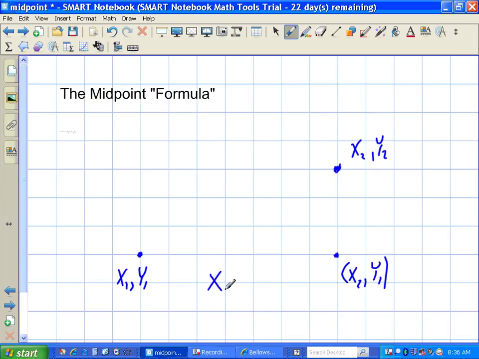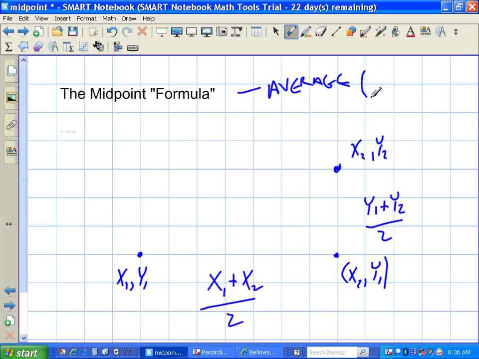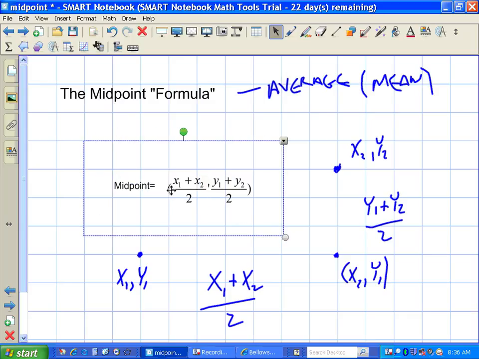We'll add my x-coordinates and divide by 2. And for this side, we'll add my y-coordinates and divide by 2. So basically, adding 2 numbers up and dividing by 2, that's basically finding the average. So what we're doing when we're finding the midpoint, we're finding the average, or I guess we like to call it the mean. And over here in really fine print is the midpoint formula, there it is, which is what we've written right there.